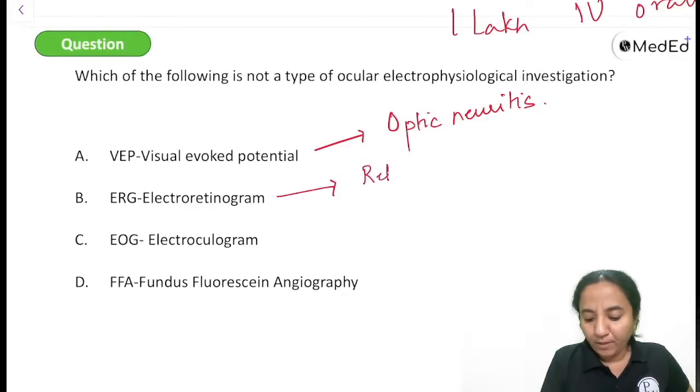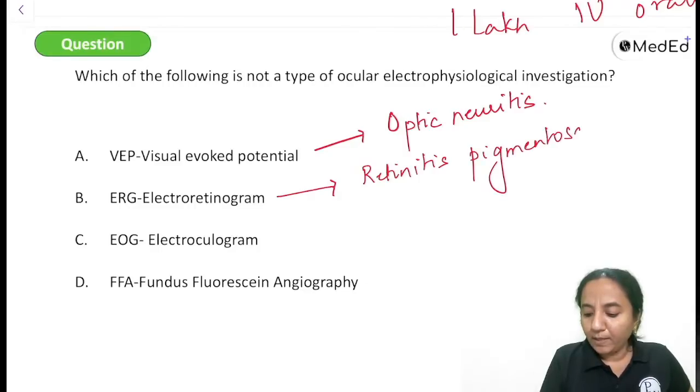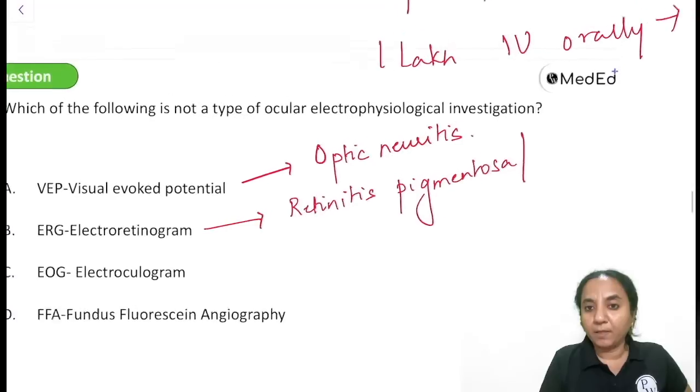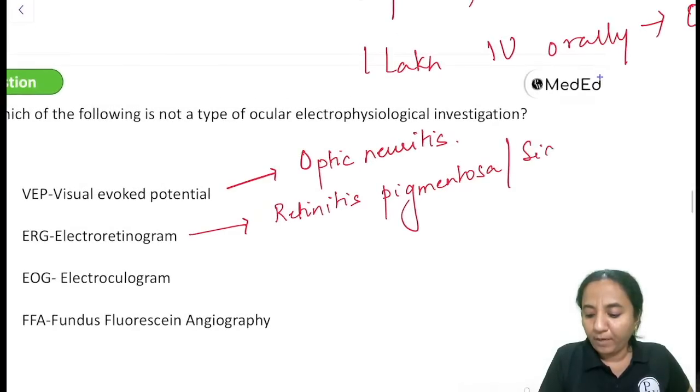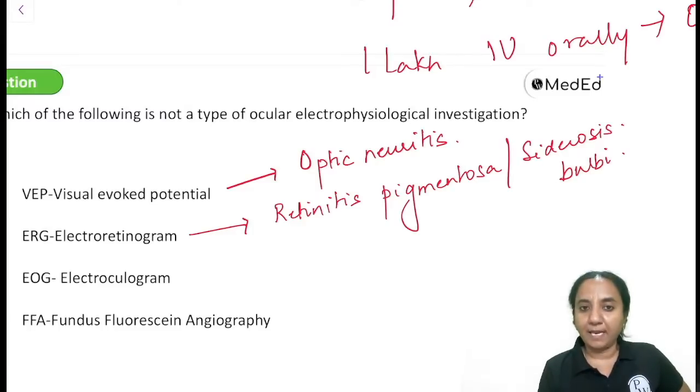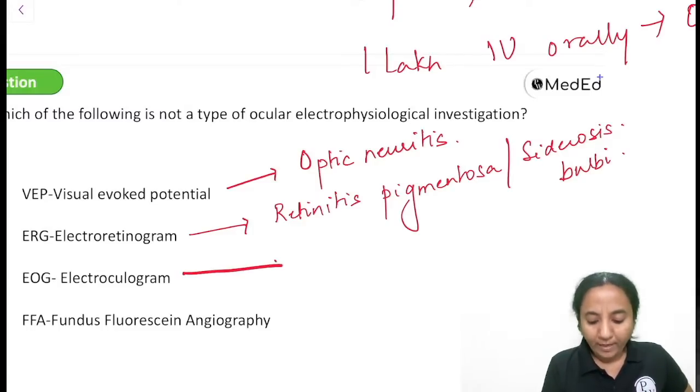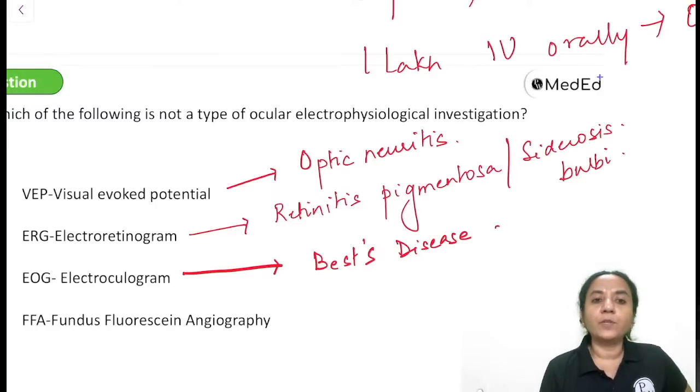Electroretinogram, this is used in the diagnosis of mainly retinitis pigmentosa. It is also used in the diagnosis of siderosis bulbi, that is iron foreign body in the eye, causing changes in the eye. Electrooculogram is another electrophysiological test. This is used in the diagnosis of Best's disease. So these are the ocular electrophysiological tests.